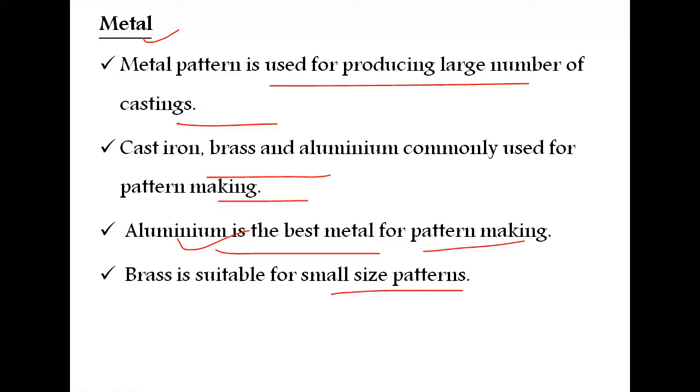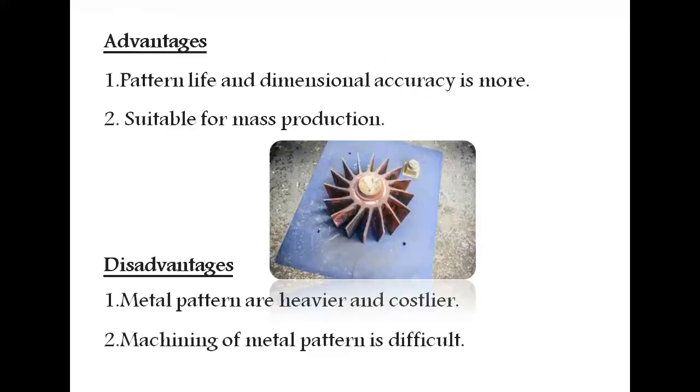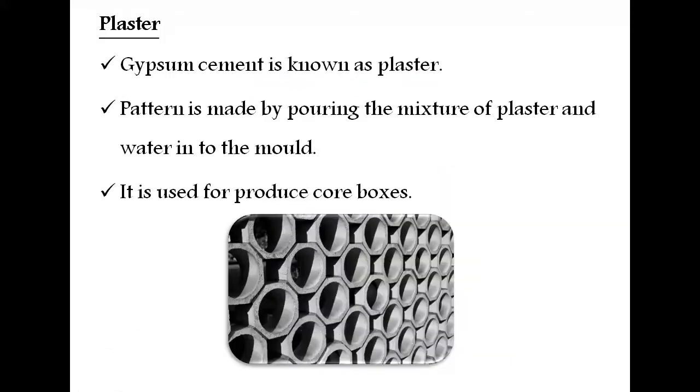Brass is suitable for small size patterns. If you want to prepare a small size pattern, mostly they prefer brass material. Pattern life and dimensional accuracy are higher, and it is suitable for mass production. The constraints: metal patterns are heavier and costlier compared to wood. Machining of metal patterns is difficult and takes some time compared to wood. These are the disadvantages of metal patterns.